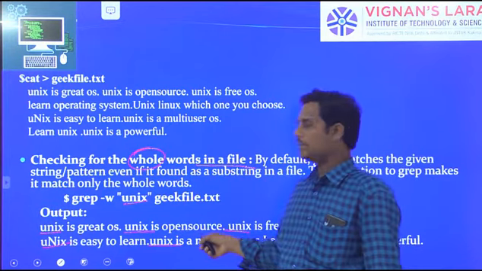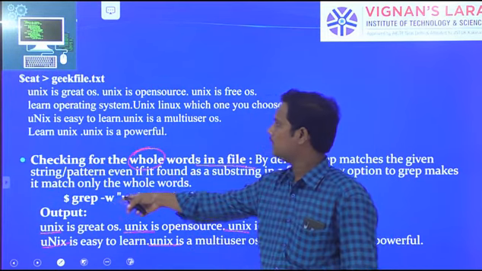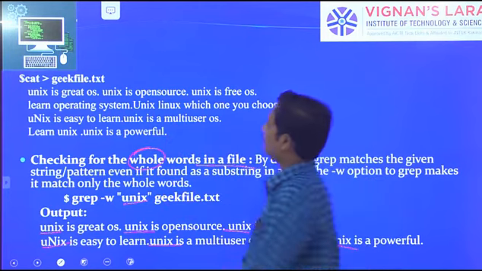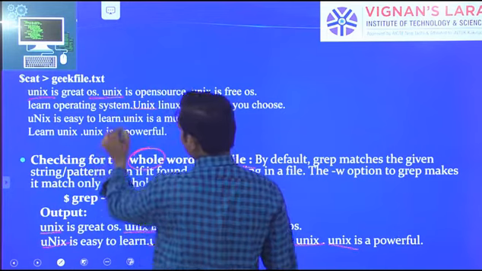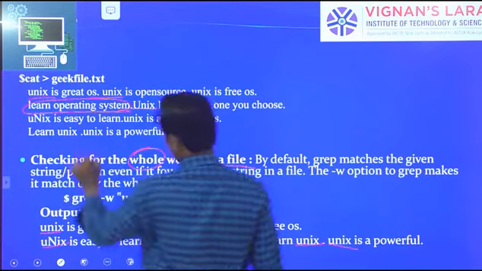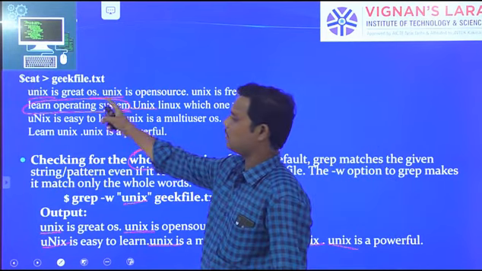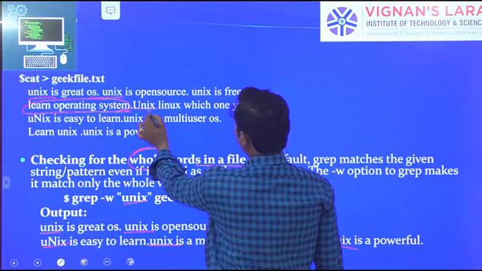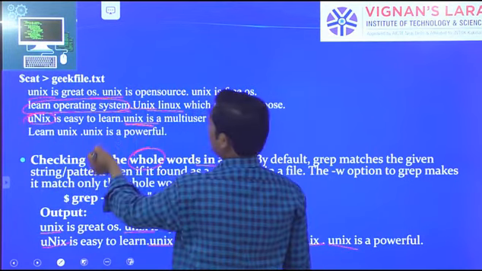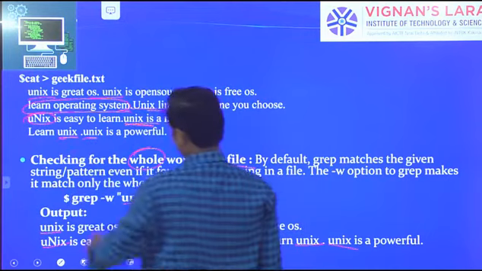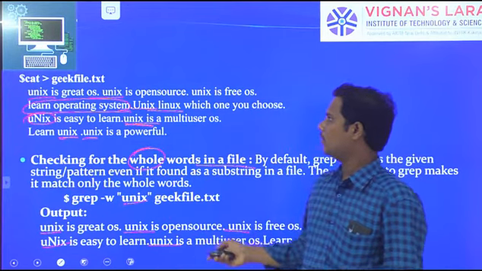So whole words will be displayed using option W. Entire lines will be displayed. Here Unix is there, this line will be displayed. This one is not displayed, because Unix is not there. This line will be displayed. Here Unix is there, and here, and here. So total lines will be displayed using option W, whole words.